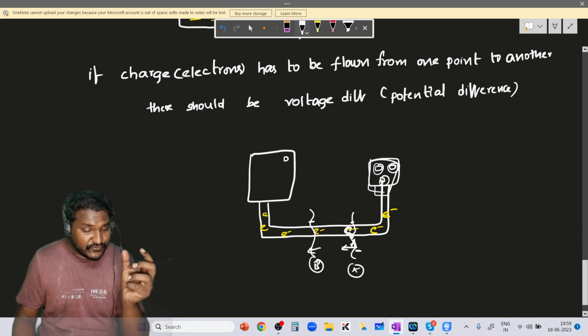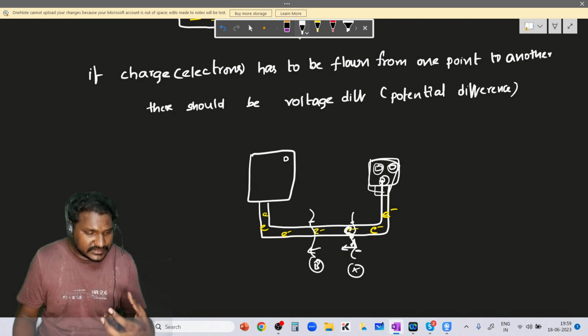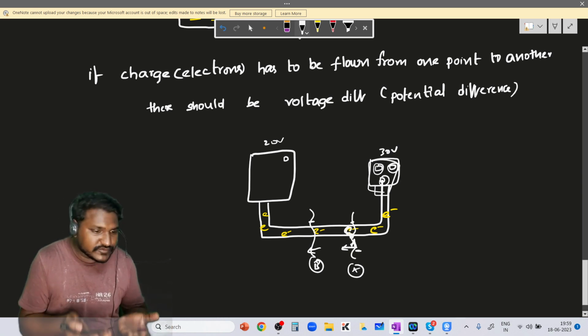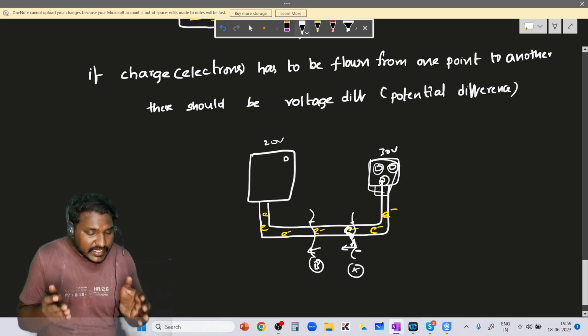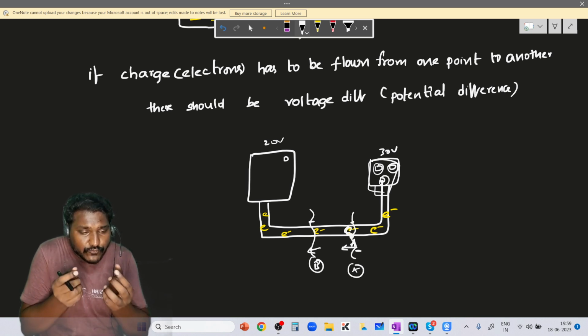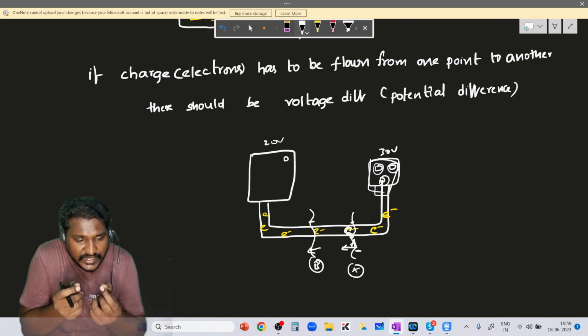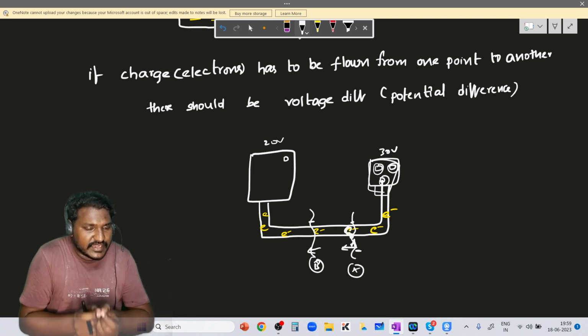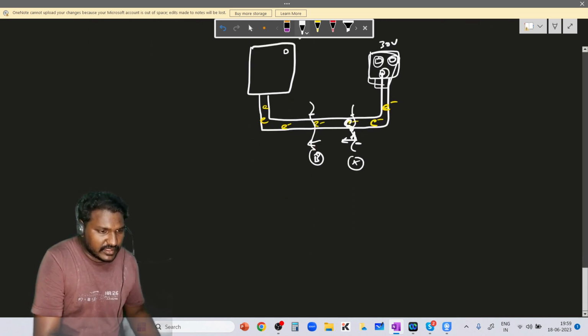If we know the volts, like for example it is 20 volts or 30 volts, definitely this difference will cause a flow of charge. But here, if you want to define it very carefully, the difference has to be defined for one electron. So the potential difference is defined as, I'll write the definition.